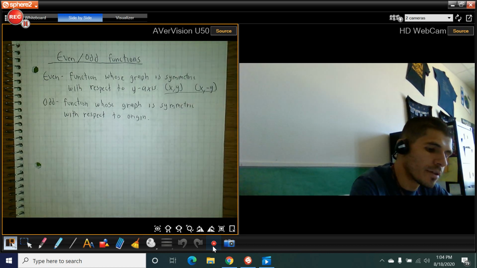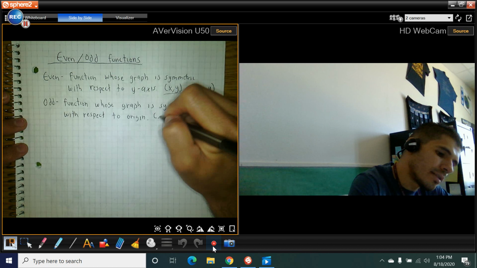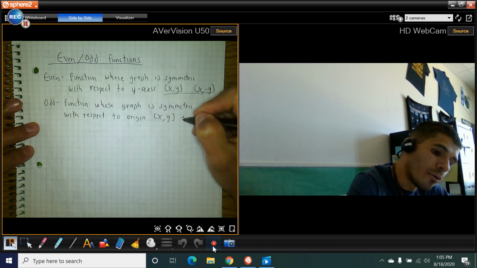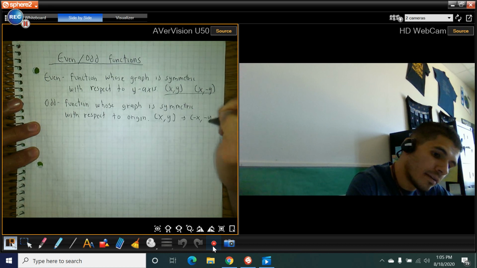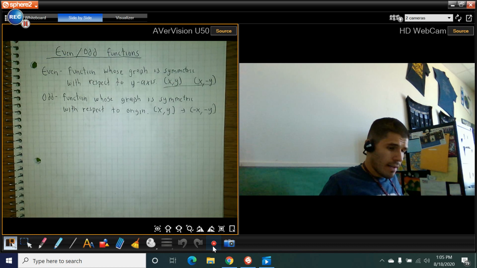An odd function is a function whose graph is symmetric with respect to the origin. That one's a little trickier, but here's really what it means. That means if you have the point (x, y), you also have the point (negative x, negative y). So what does this mean graphically?